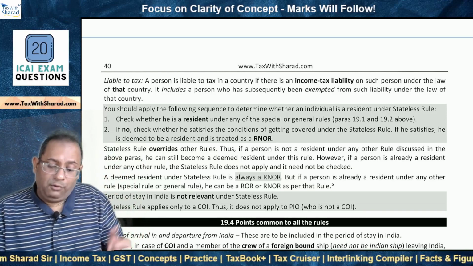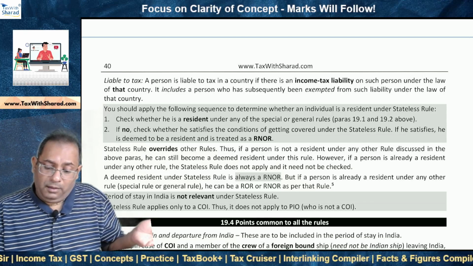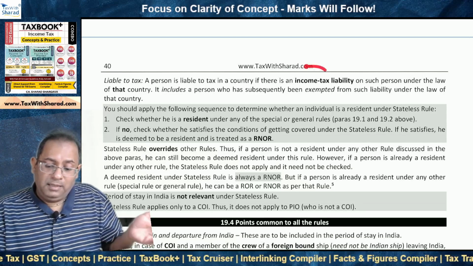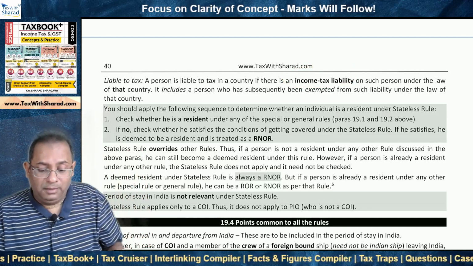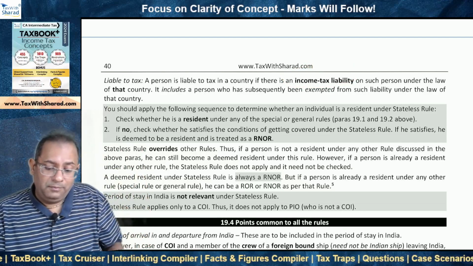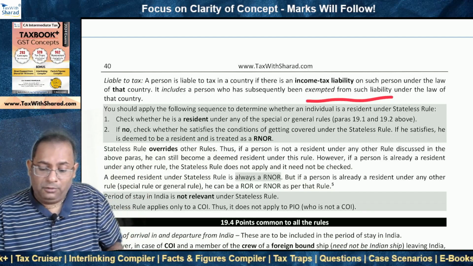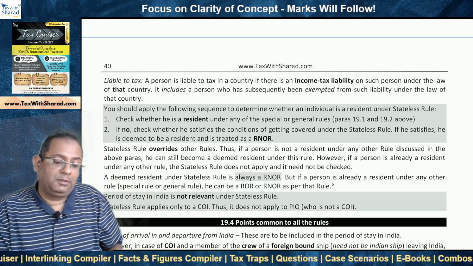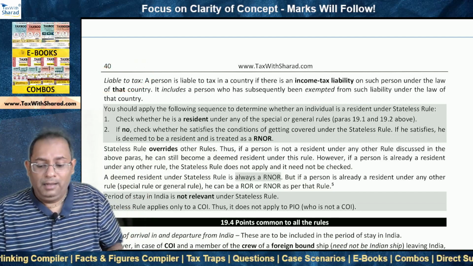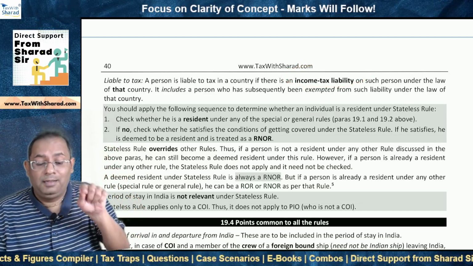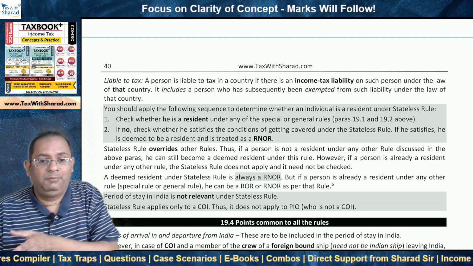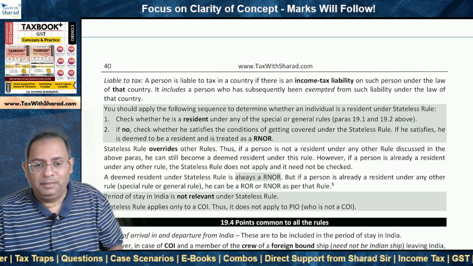But say what if there is an income tax liability, but then there is an exemption which has been notified, for example. Because of that exemption, the person has been exempted from such liability, then also the person will be said to be liable to tax. Why? Because there is an income tax liability. Although it has been exempted, there is an income tax liability. Once the exemption is withdrawn, the person will need to pay income tax.